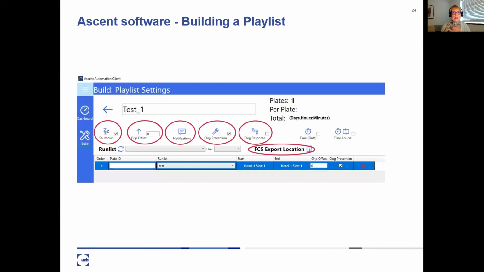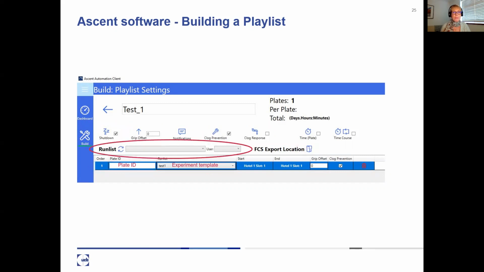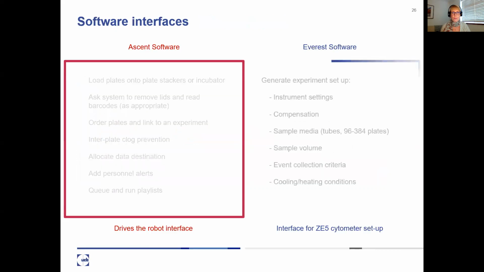This is where we allocate the data location, and this is where we add in the plate ID and the experiment template that we want to link to that plate. And so the experiment template is generated in the Everest software, and I'll come back to that in a minute. And then we can set up run lists, and this is where different users can set up run lists, and then we can queue them up to actually run the cytometer when we're ready to go.